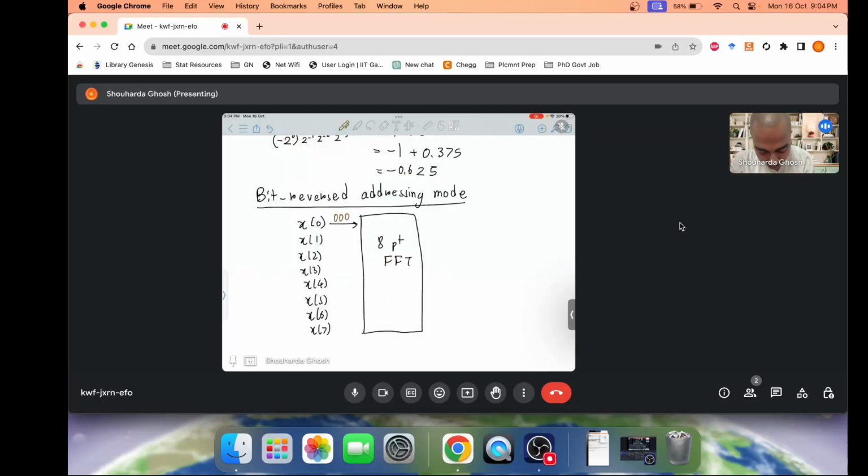Zero is represented by 000, 1 is represented by 001, 2 is represented by 010, and so on. I am writing all of them over here. 101, 110, and 111. So how do the outputs look in this, and this is the decimation in time. No, this is not the decimation in time, this is the decimation in frequency. Okay.